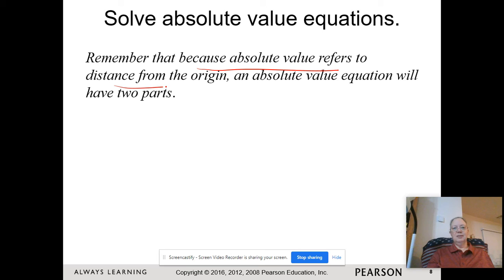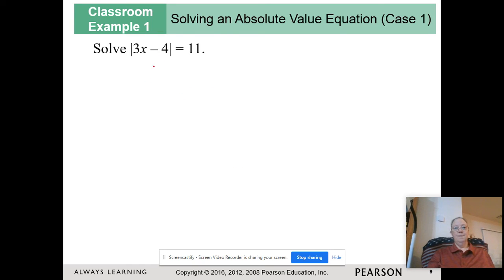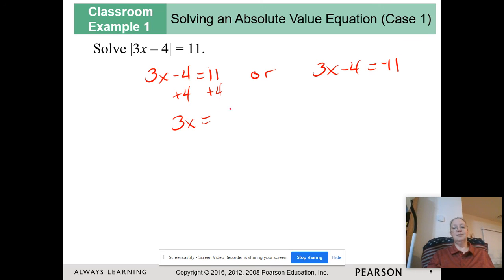Absolute value refers to the distance from the origin. You are always going to have two different parts, always. First thing, when we drop the absolute value symbol, we always have to have two, one positive, one negative, and you have to solve them separately. 3x is equal to 15. There is no shortcut on this. I wish there was, there is not.